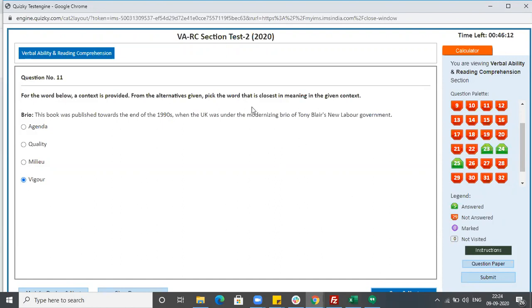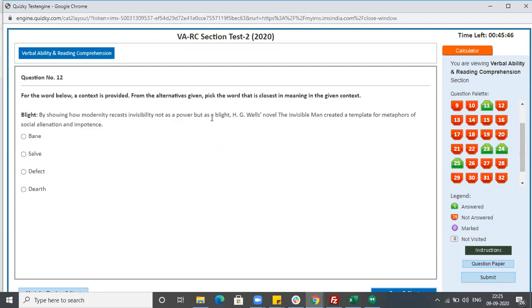What are we sure of? Agenda? Totally not. Milieu is something I'm not sure about. So you go under modernizing milieu. Milieu is usually a social environment, right? So modernizing milieu doesn't make sense. It's more of a personal social environment rather than something I can relate to an economy. Okay, D. Modernizing vigor.